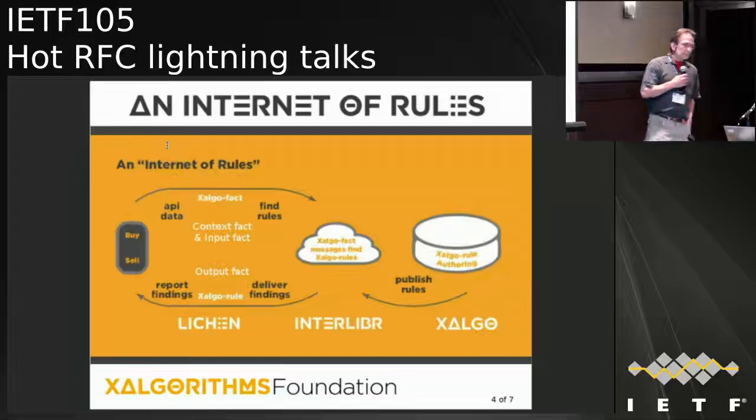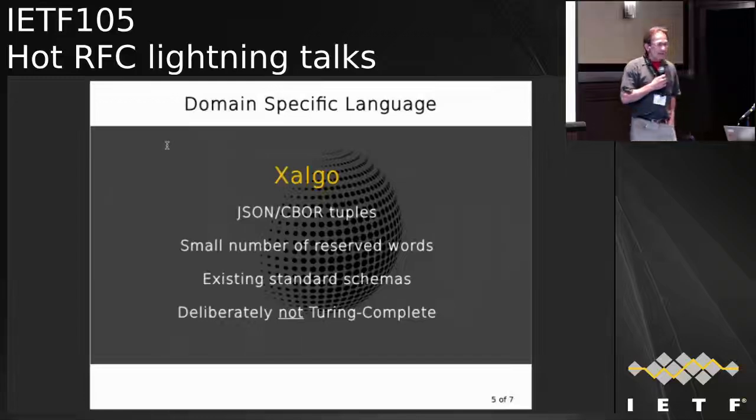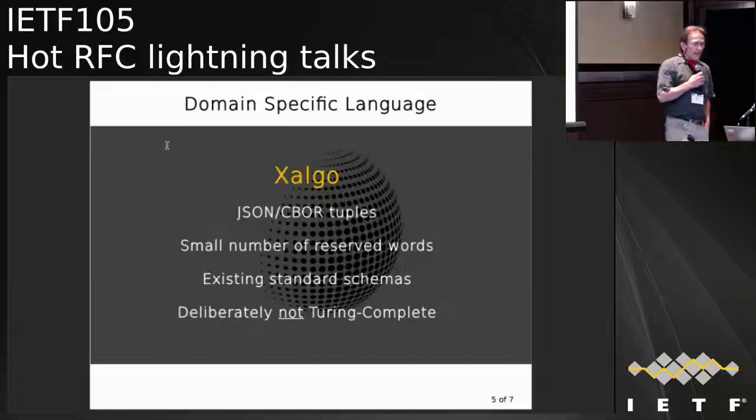And next, please. So Xalgo, the domain-specific language, think of programming in terms of control tables, decision tables, and so forth, with a few reserved words. Very, very minimalist. It's deliberately not Turing complete, and it uses any standard schema when it comes to identifying what industry it is, what jurisdiction it is, what product type it is.